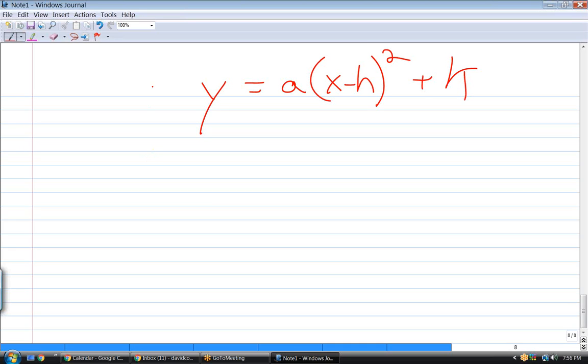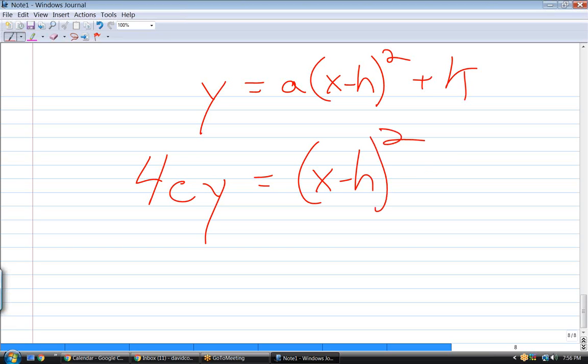But the parabola format, always think of it as having the 4c in front of the variable that's not being squared. So that's where the 4c goes, in front of the y, not the x. And you lose the a. And I think that k actually goes here.